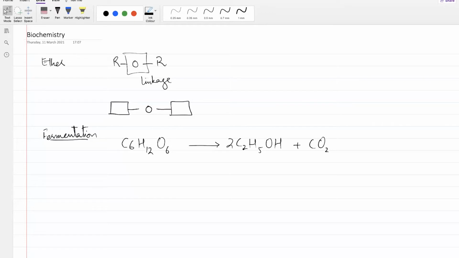Okay, so you take this thing, we have a sugar and you're breaking it down in presence of a yeast. So you will need yeast, and that yeast will allow us to break this thing down and produce carbon dioxide and ethanol. Okay.